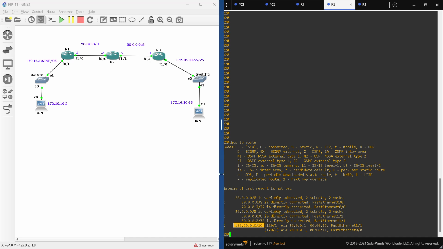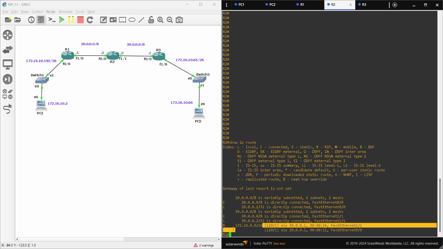And also here, if you see, it is having equal distance but multiple paths. So this is where we have to use load balancing to send the packets. In this case, it has the information about the major network 172.16.0.0, but not about the subnets, right?